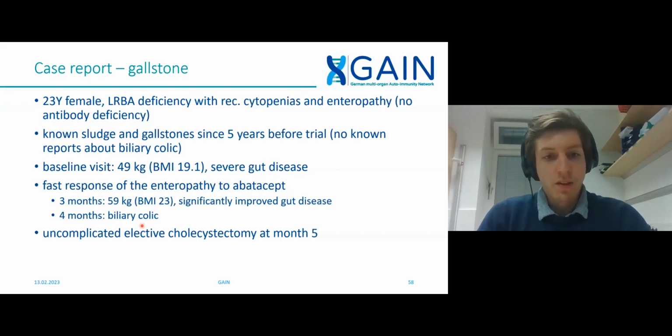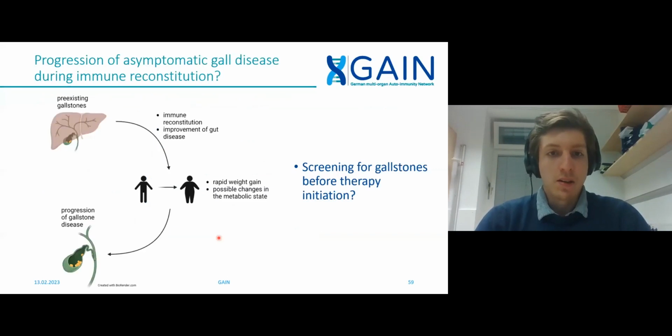She started to have biliary colics 4 months into the trial. Luckily, she underwent an elective cholecystectomy at 5 months, and she's still receiving the treatment as healthy. Here, the message might be that an asymptomatic gallstone disease can or may progress during treatment with abatacept due to the immune reconstitution in case of severe gut disease, and the rapid weight gain and possible metabolic changes.